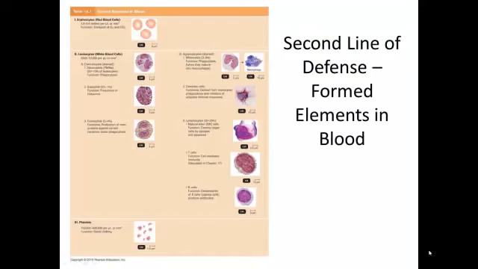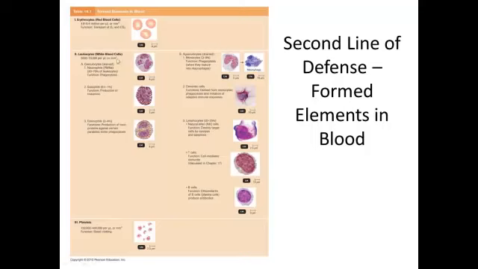Alright, let's talk about the formed elements in the blood. These are the things that are solid, i.e. cells. So most of the formed elements of your blood are erythrocytes or red blood cells. That's mostly what you have in your blood. Now, these are not a part of your immune system, but we have to include them when we talk about formed elements in the blood, because otherwise you'd be going, hey, wait a minute, what about erythrocytes?